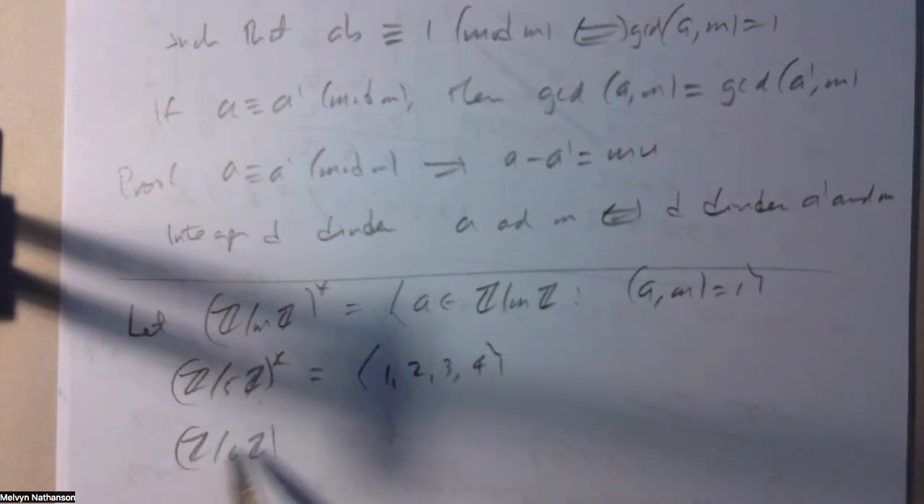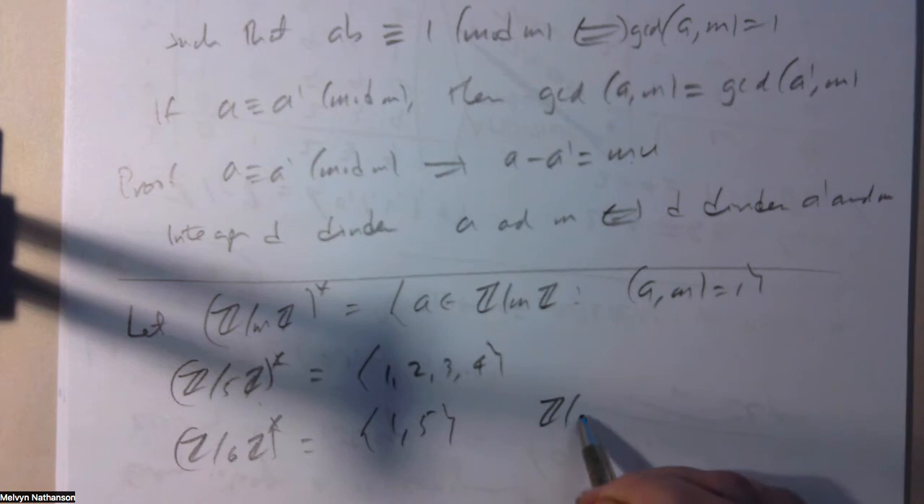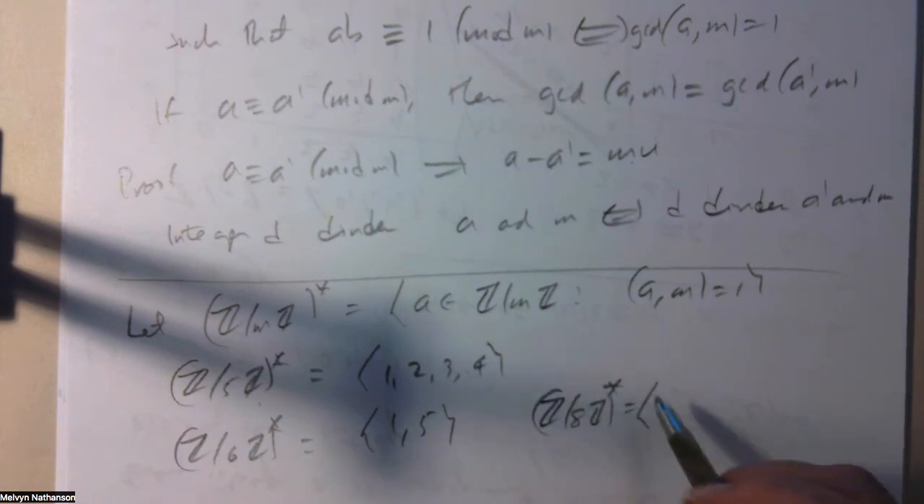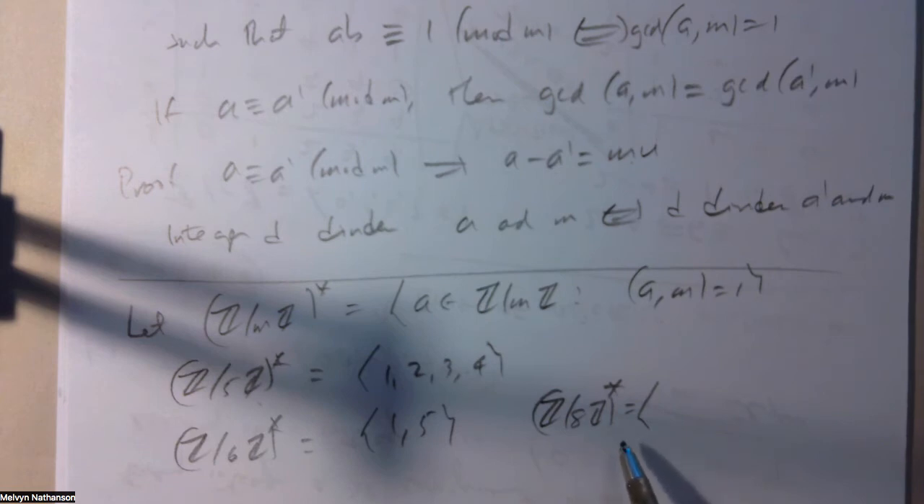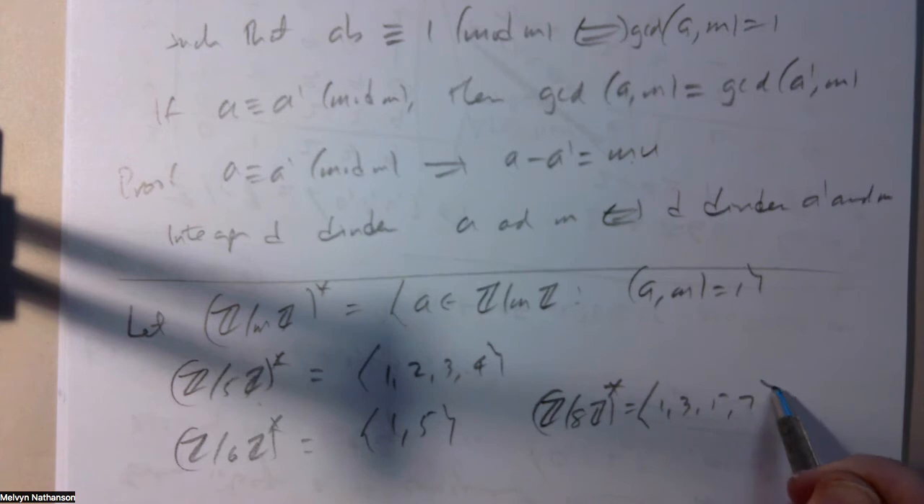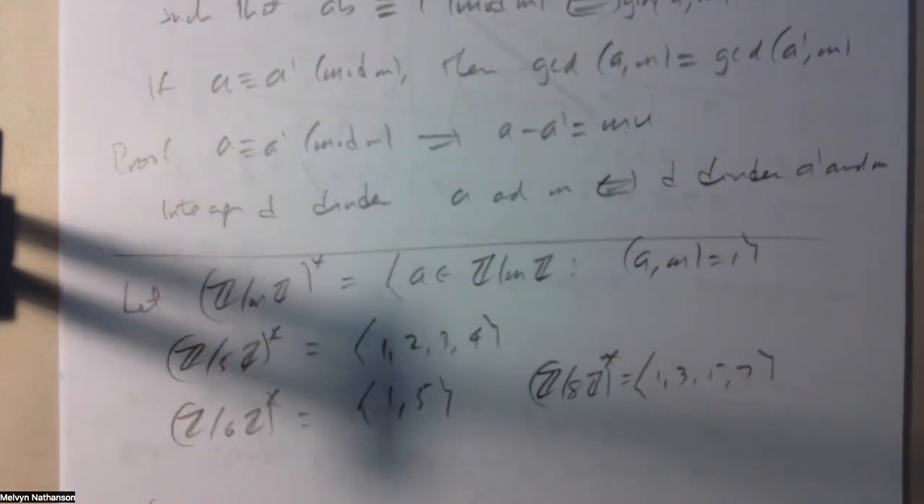What about Z mod 6Z star? Well, these are the numbers from 0 to 5 that are relatively prime to 6. And there are only 2 of them, 1 and 5, because 0, 2, 3, and 4 have a common divisor with 6. What is Z mod 8Z star? These are the integers from 0 to 7 that are relatively prime to 8. Those are just the 4 odd integers: 1, 3, 5, and 7.